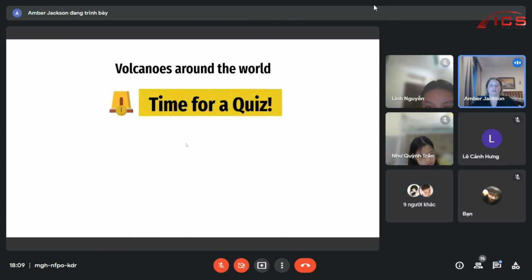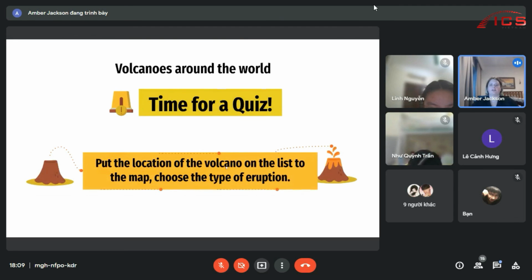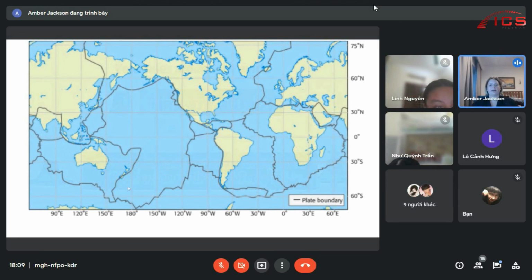All right, so let's do a quiz. We're going to put the location of the volcano on the list onto the map and choose the type of eruption, whether it's explosive or non-explosive. So here's the map. It's going to give us the longitude and latitude. So you can see the plate boundaries here that we had read about before, right? And so it's going to show us the longitude down at the bottom and the latitude. And what we're going to do is plot on the map where approximately the volcano should be based on the given longitude and latitude.